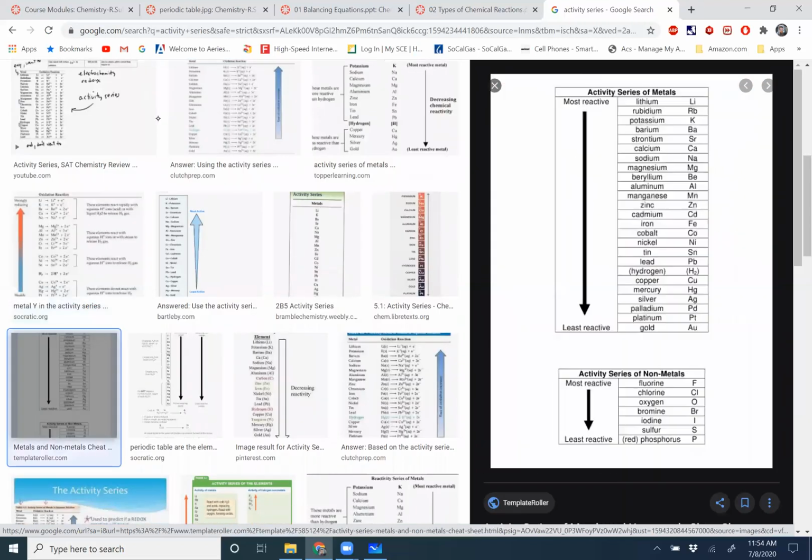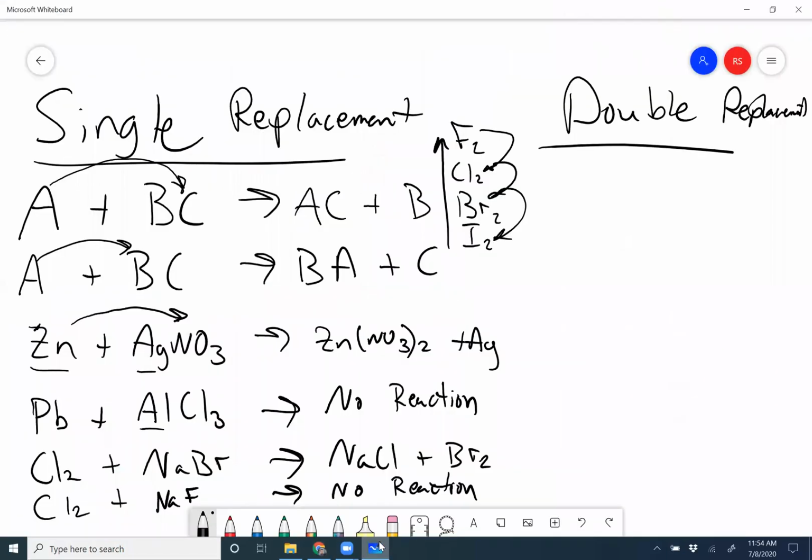Here's a good one. It's basically the same one I posted before, but it has the activity series of the anions as well. It includes sulfur and phosphorus, and then it puts oxygen in there. But I tend to only ask you halogen ones. So that one's also another good one for you guys to have.